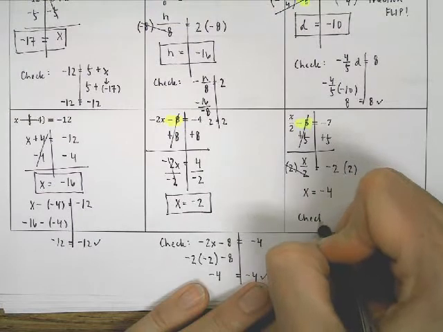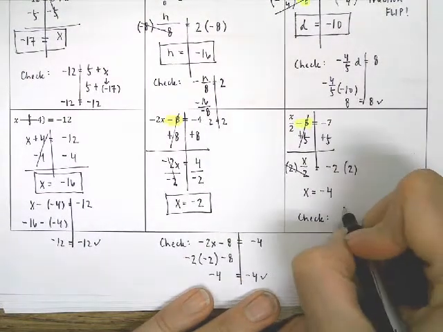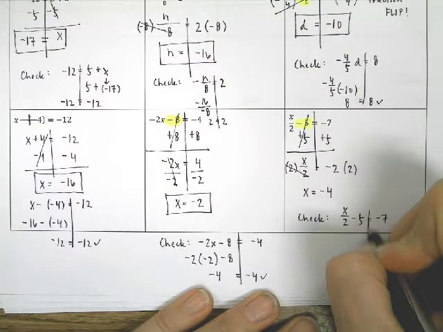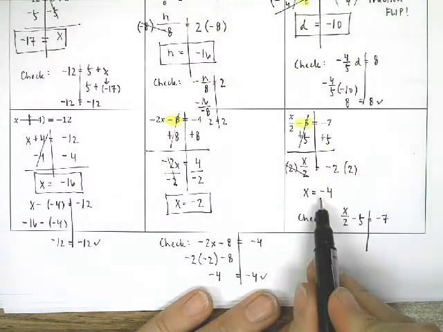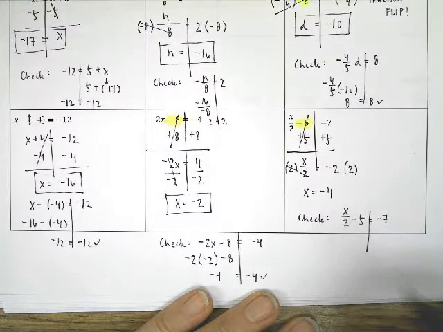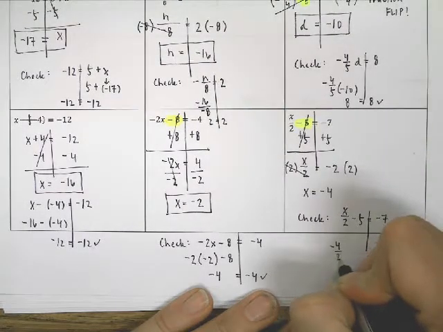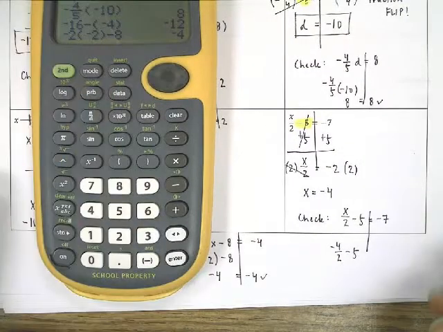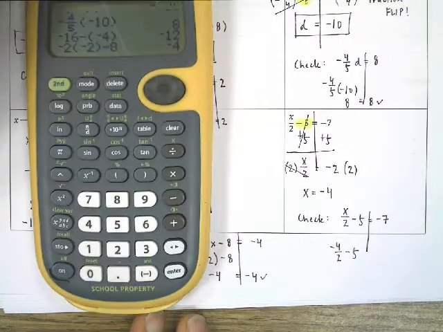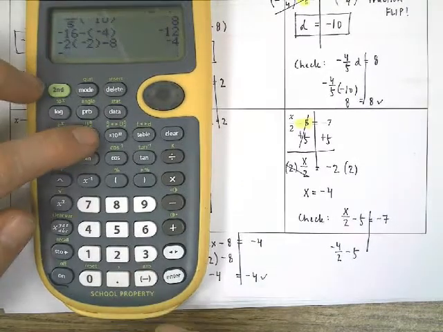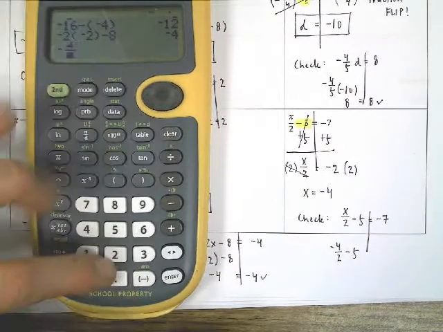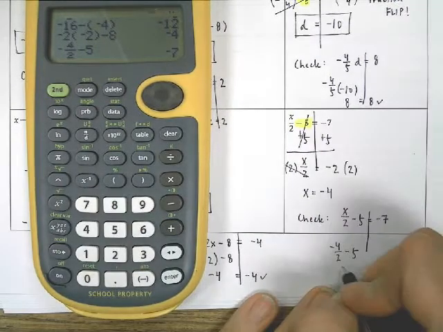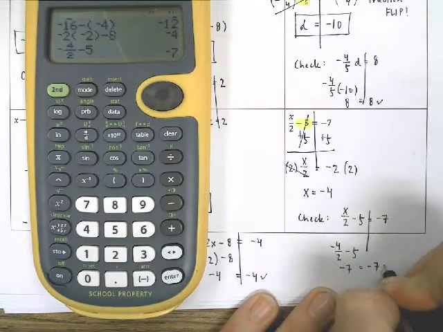So when I go to check my answer now, my equation was x over 2 minus 5 equals a negative 7. I think x is negative 4, so I replace the x with the negative 4, minus 5. And again, I'm going to use my calculator. I'm not just going to assume that this is correct. I'm going to actually use my calculator to check. So I have a negative 4 over 2 minus 5, and I get -7.